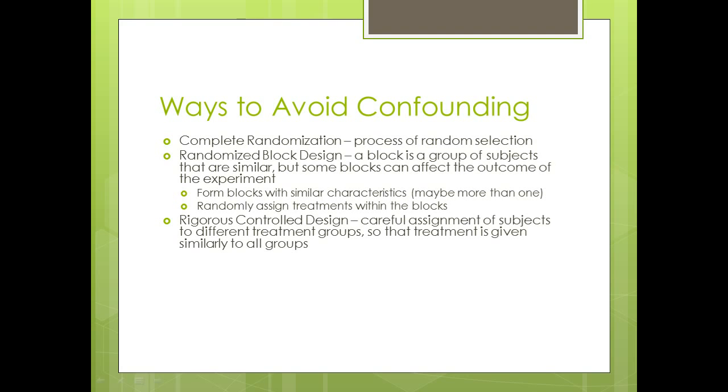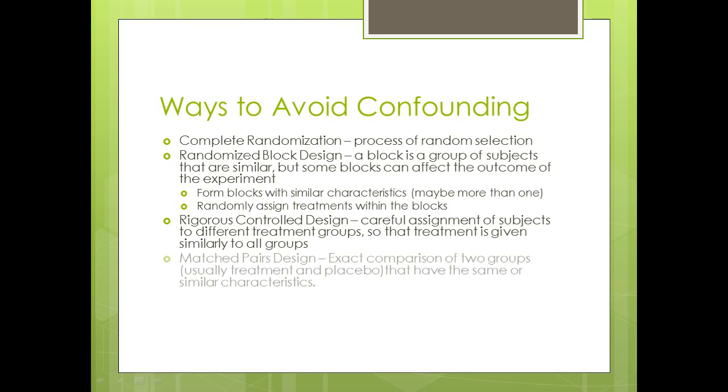There's the rigorous controlled design that has careful assignment of subjects to different treatment groups. That basically assures that all treatment will be given similarly. The only problem that I would see with rigorous control is that you can tend to be biased with that because you're controlling who's getting what. Matched pair design, you want to find two people that are as similar as possible. One person's going to get the treatment, the other person's going to get the placebo, and hopefully your results come out very well with that.